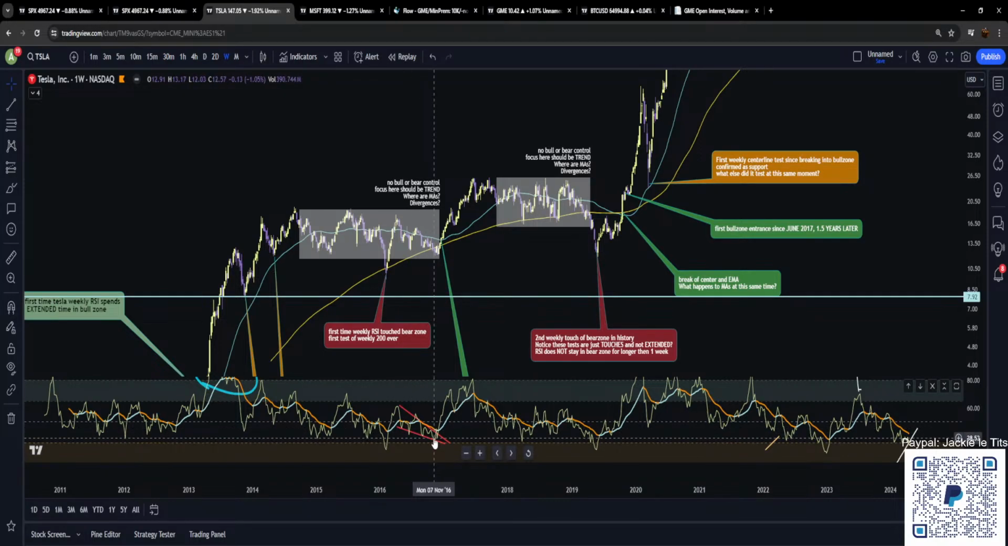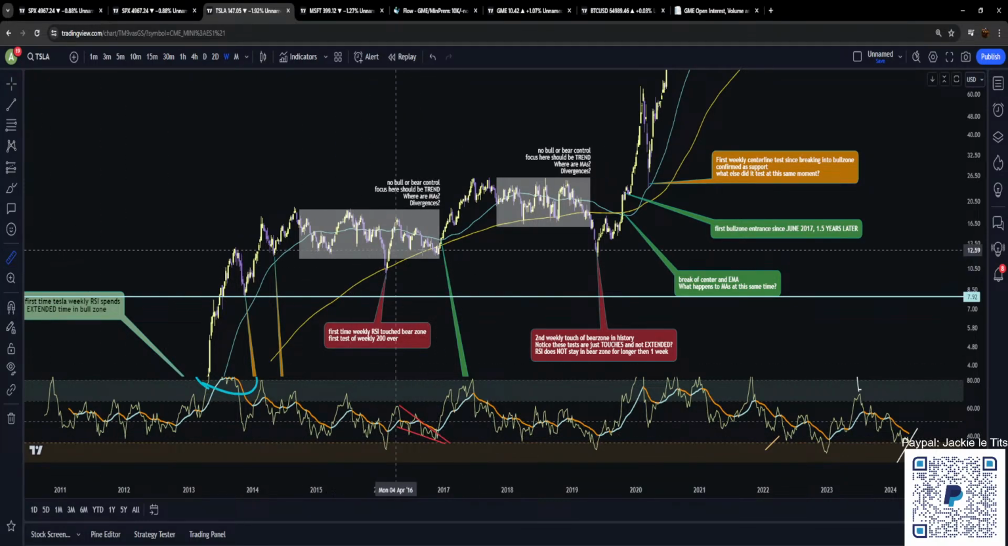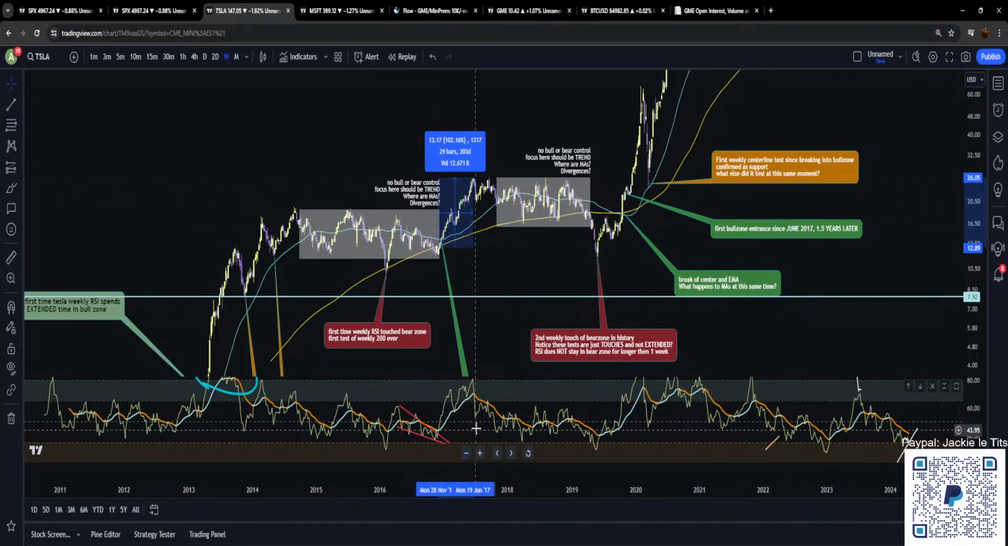You see this one that happened right here that formed? Look at the size of this breakout. 100%, right? And then you can see this right here.